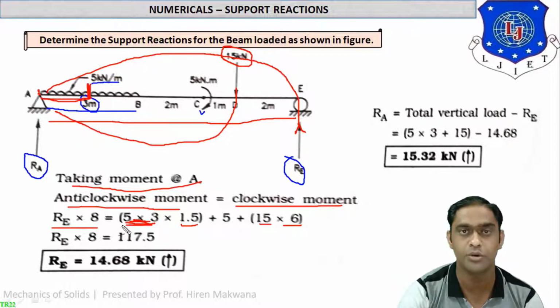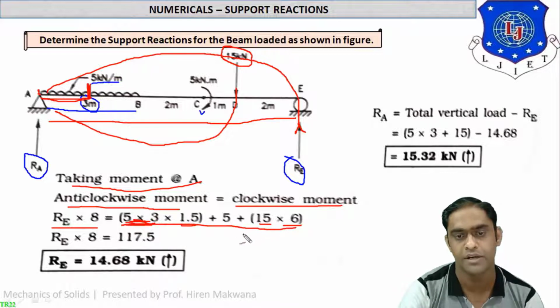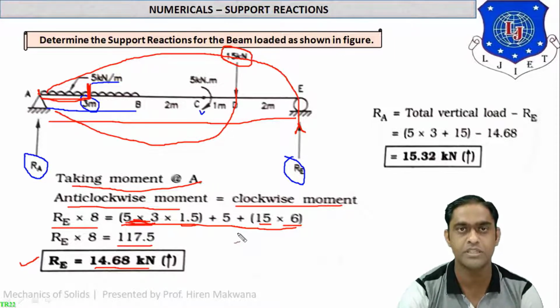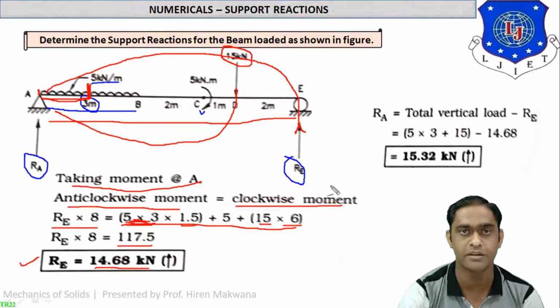So by doing the total in your calculator, this total sum will give you 117.5 answer. Divided by 8 will give you first reaction Re, which is equal to 14.68 kilonewton. Okay, so this is our first answer. First reaction Re is now available. Step 3 is completed now as per our method.